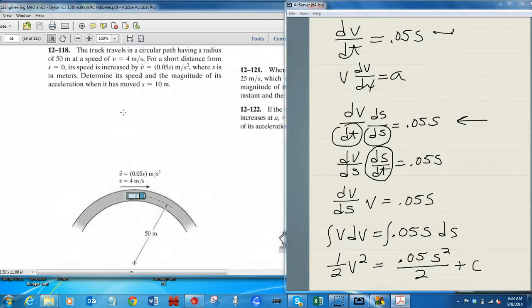Good. So when position equals zero, the speed is equal to 4. So let's see. I'm going to put it in up here: 1/2 times 4 squared is 16 equals 0 plus C. So C is equal to 8. Okay, now tell me the speed at S equals 10.